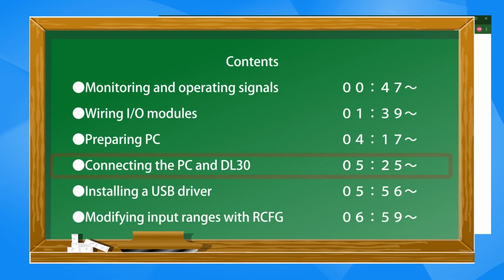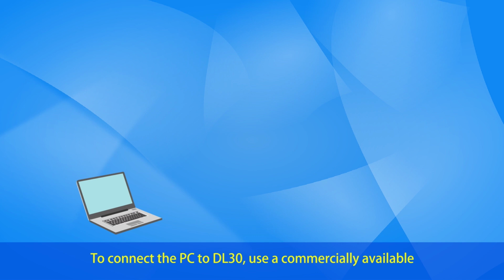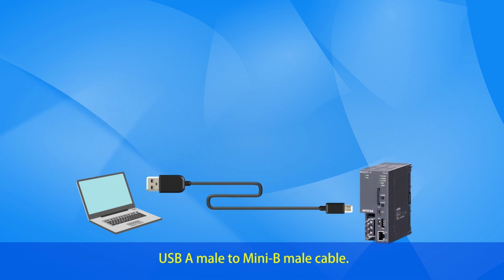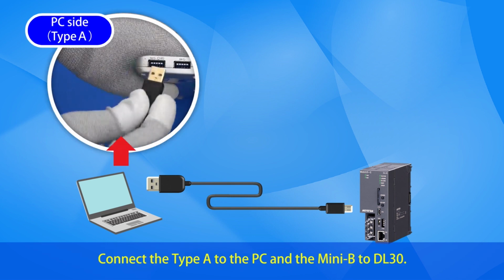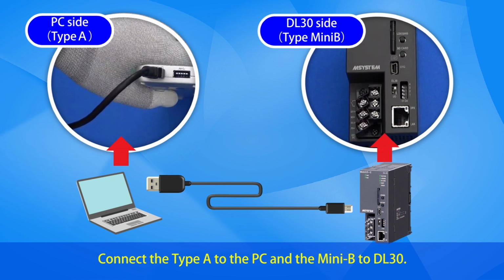Now let's connect the PC to DL30. To connect the PC to DL30, use a commercially available USB-A male to mini-B male cable. Connect the Type A to the PC and the mini-B to DL30.